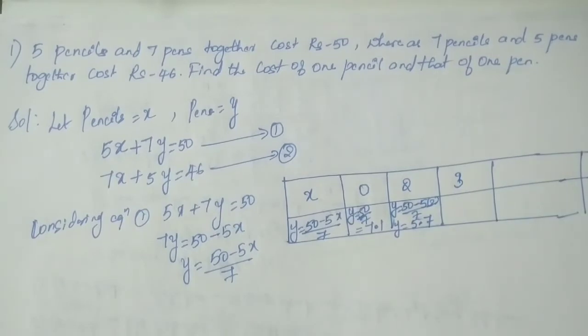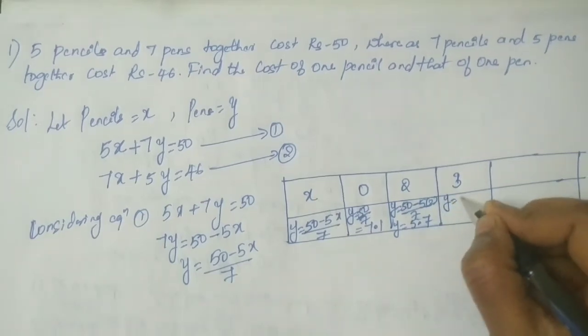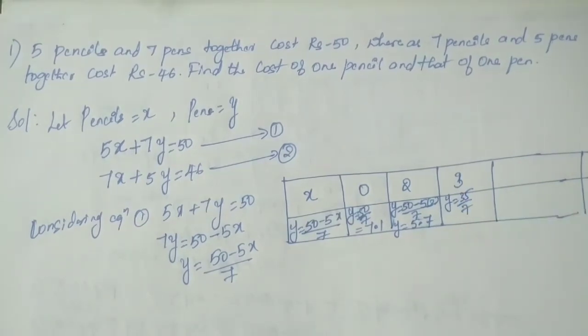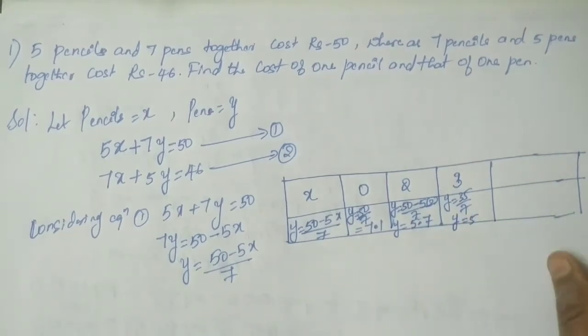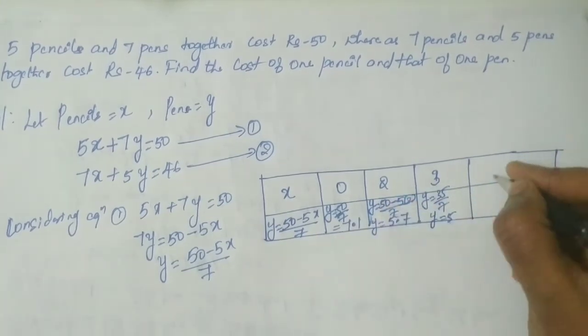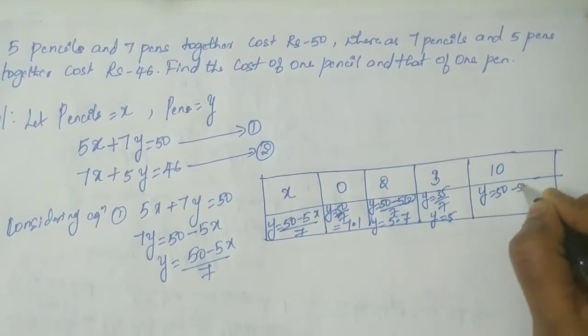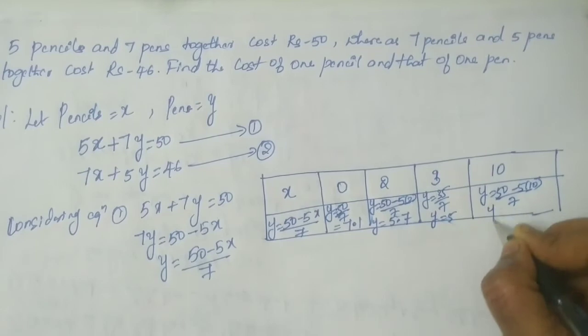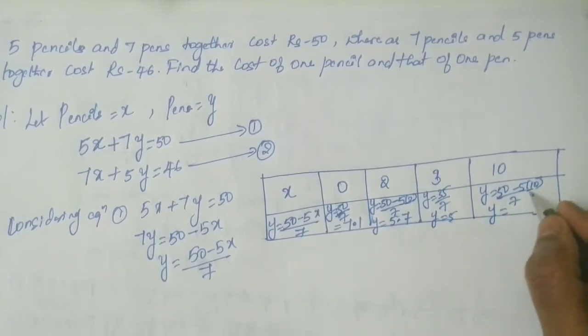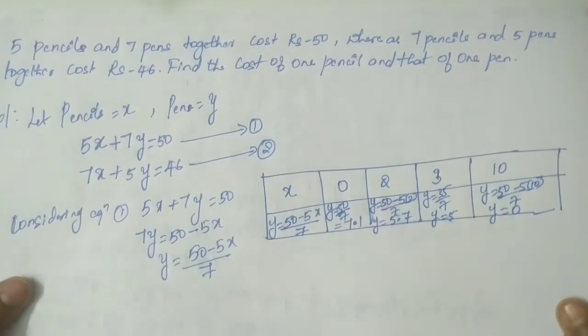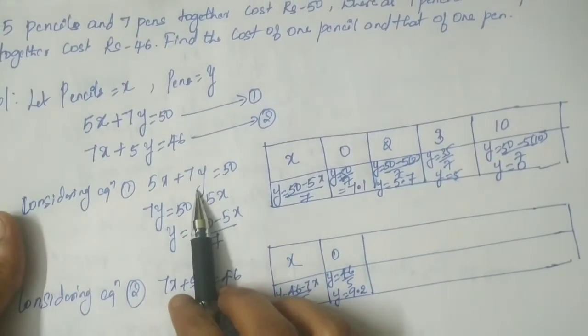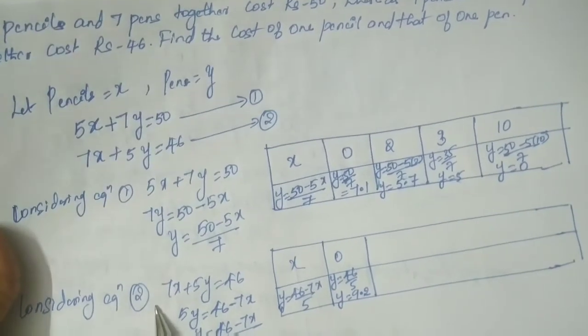Now let me take x is equal to 3. Substitute in y. Wherever x is there, you replace it by 3. So y is equal to 50 minus 5 into 3 divided by 7. So we get 50 minus 15 divided by 7, so it is 35 by 7. 7 5s are 35, so y is equal to 5. I have taken the next value, 10. Substitute in our equation: 50 minus 5 into 10, that is 50 minus 50, you will get 0. So you can take any values. It is not restricted to only 1, 2, 3. In the same way, I have taken the second equation, students, and I have taken the table.